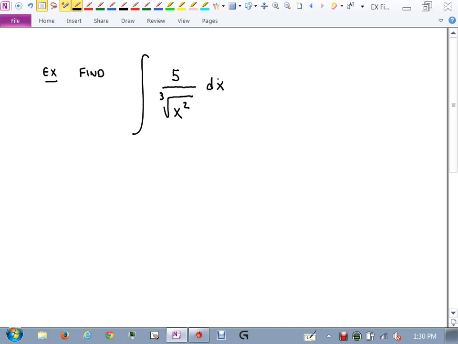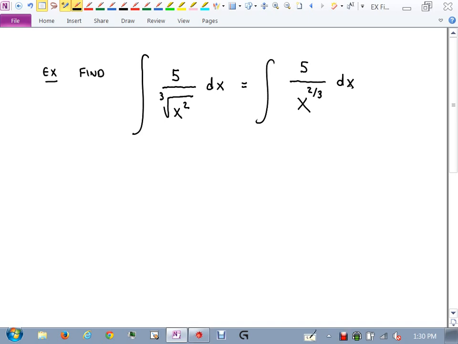Well, here's the thing. Right now, the only thing we know how to integrate at this point is a power, x to a power, right? So I could rewrite this like this. That's really x to what power down there? 2/3, right? dx.